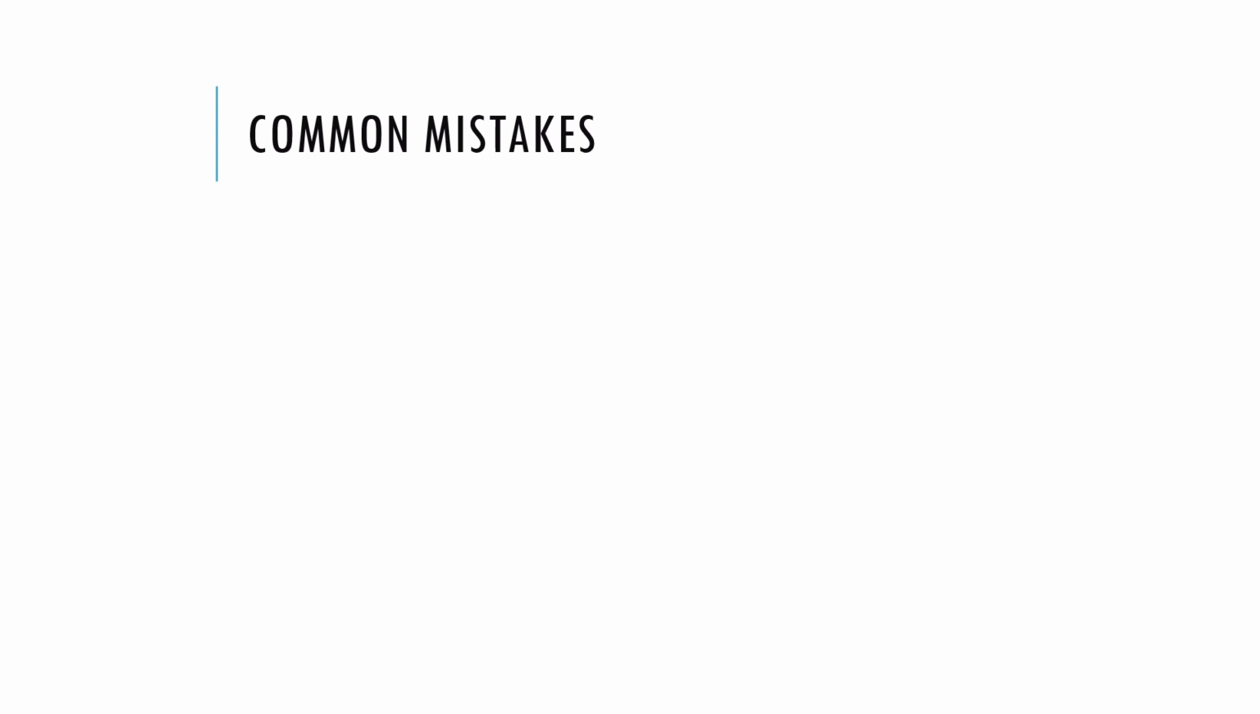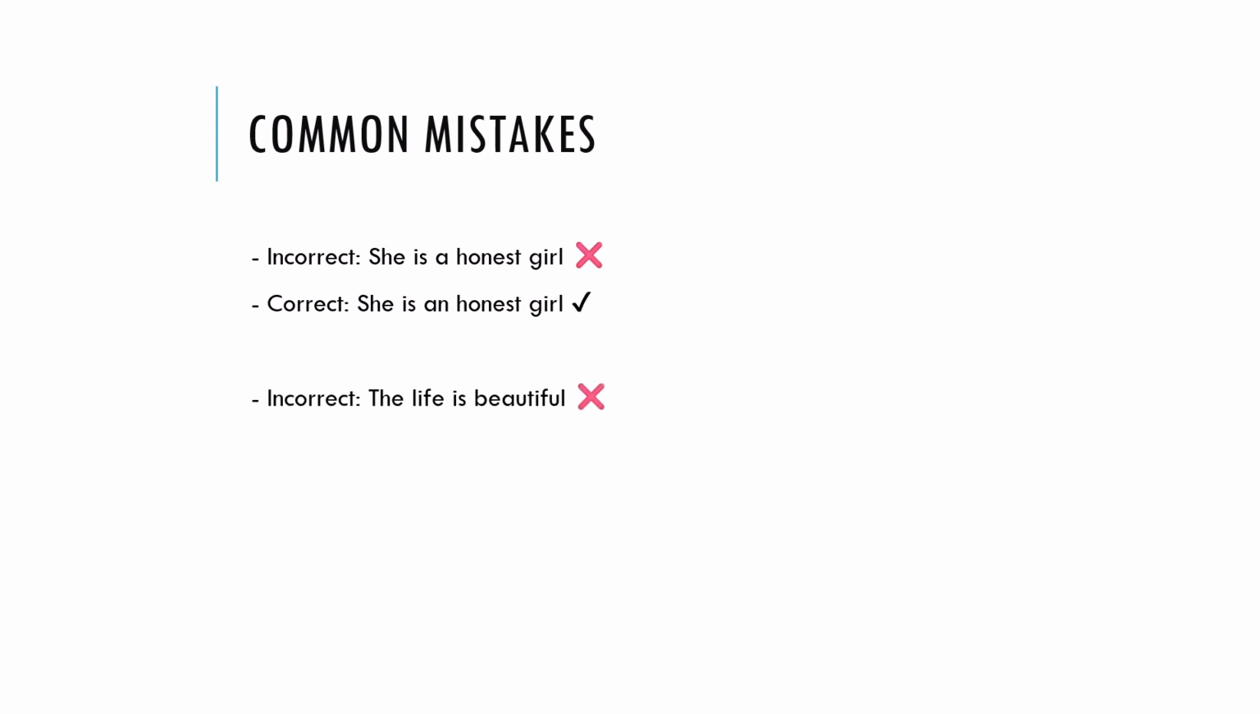Students often make mistakes with articles. Let's look at some examples. She is a honest girl. The correct answer is she is an honest girl, because H is silent in honest. Second example: the life is beautiful. The correct one is life is beautiful, because we are talking about life generally. Remember, always focus on pronunciation, not spelling.